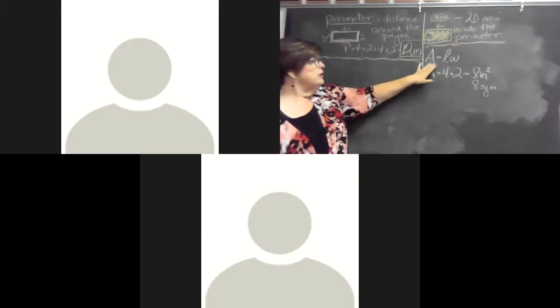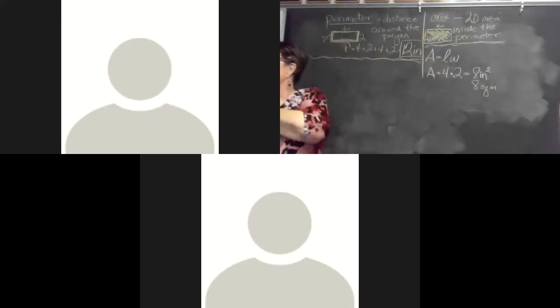So write the formula. Perimeter is pretty much add the outsides, period. Okay? Area is going to have all sorts of different formulas. And that's what we're going to work on today. Okay? We're going to look and see if we can find them on your formula chart.